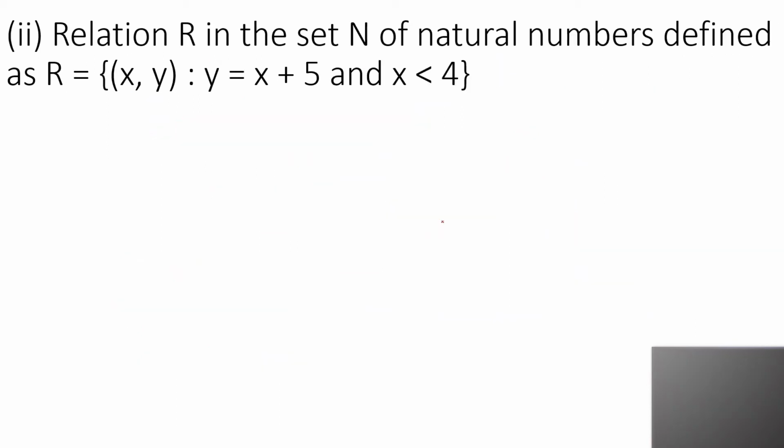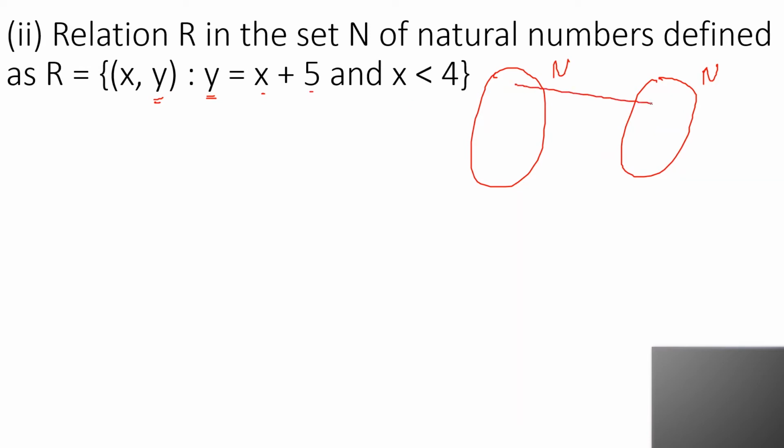Next question. Relation R in a set N of natural numbers is defined as follows. This is the collection of all natural numbers and again natural numbers, and the relation is y equal to x plus 5, the second element equal to the first element plus 5. Let us consider 1: 1 will go to 6, so we have to add 5. And x is less than 4 only, so we have to work for 1, 2 and 3 only. 2 will go to 7 with the same relation and 3 will go to 8, and the rest of the elements are not related.